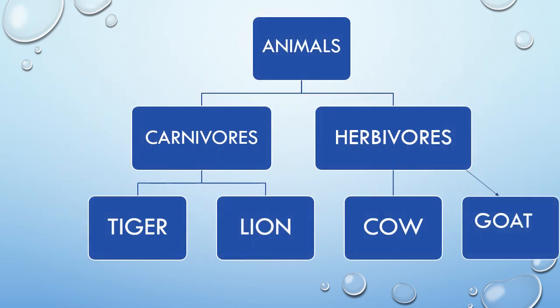Now this shows the inheritance. This is the parent. These are two subclasses of animals. These are two subclasses of carnivores and these are two subclasses of herbivores. Fine.